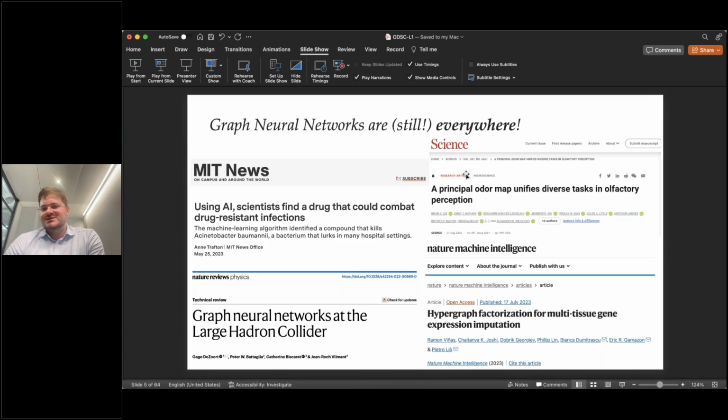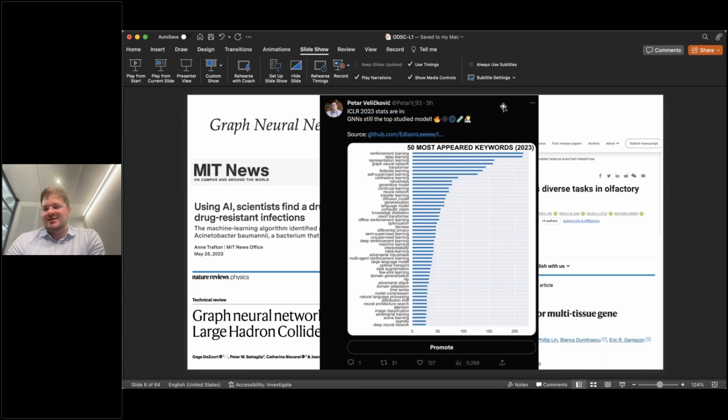And also in a recent publicized science paper, graph neural networks were used to detect smells of various molecules, which is something that could revolutionize the perfume industry and similar industries. And if you look at a signal from the world of research, graph machine learning and graph neural networks are still among the top trends and top keywords in top machine learning conferences like ICLR. And specifically, it is still a more commonly cited keyword than even the transformer.